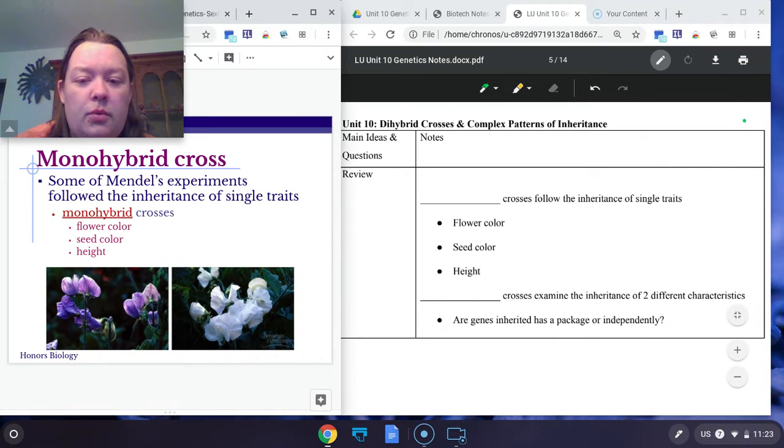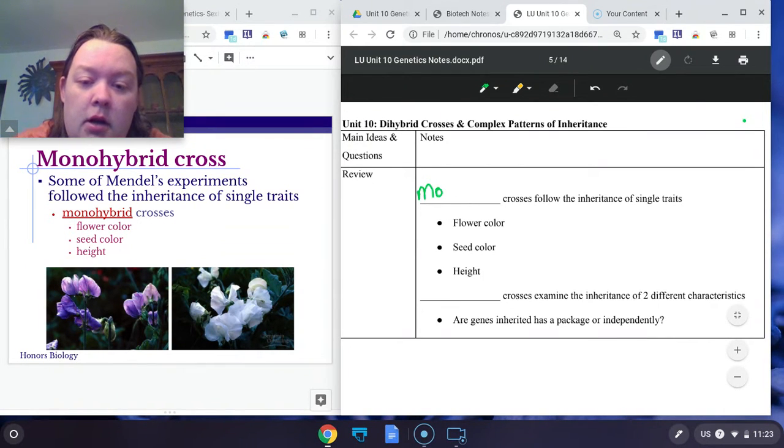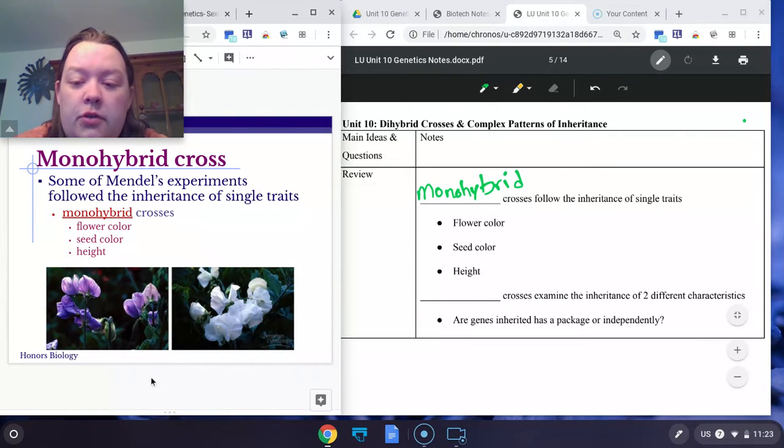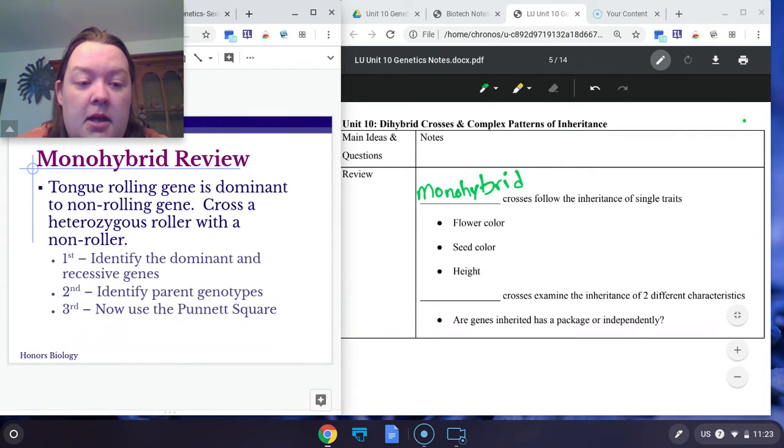So just a review of what we've done before. Last time we talked about monohybrid crosses. In monohybrid crosses, we're looking at one specific trait. Remember, mono means one. And in that cross, we looked at what is the chance that an organism is going to inherit one trait. So flower color or seed color or height. It was just looking at the probability of an organism having one trait. And what we're going to do today is expand that a little bit.